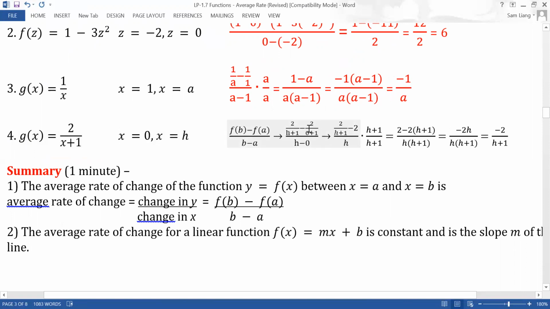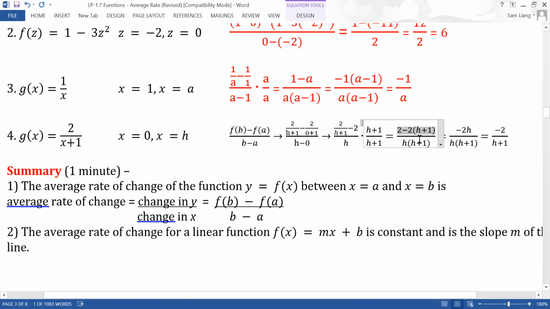So this right fraction here, it's 2 divided by 1, so that's just 2. And then from there, I'm going to multiply by the LCD, right? The only denominator here is h plus 1, so I'm going to multiply by h plus 1 over h plus 1 to get rid of the fraction. And then 2 over h plus 1 times this is just 2, right? And then -2 times h plus 1 is that. So you get this in the numerator here. And then in the denominator, you get h times h plus 1, which is shown here.